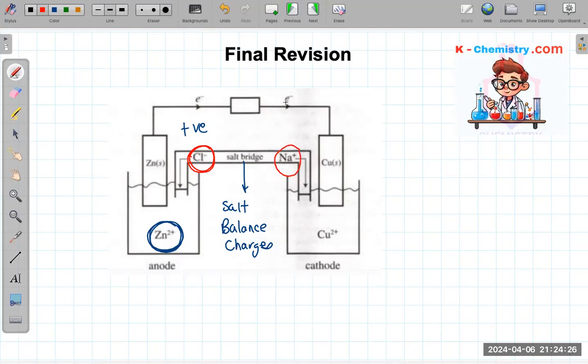The salt bridge does not interact with the charge or the electrode potential that's coming here. It only neutralizes the excessive charges to prevent the electrochemical cell from stopping. This is the benefit of the salt bridge.